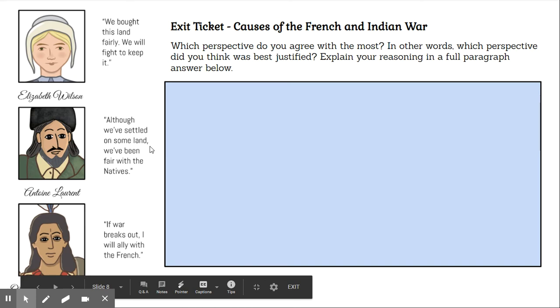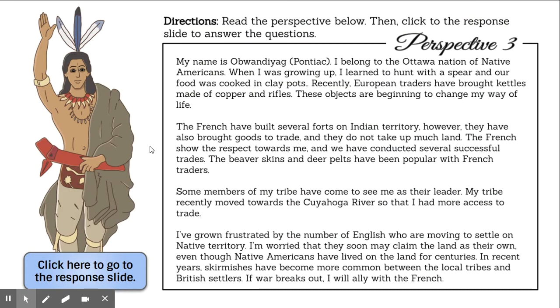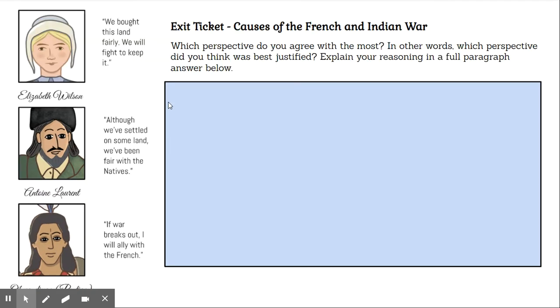So using the information that you just did, looking at all of these perspectives and learning about what we know so far, what do you think? And that's for day 1.